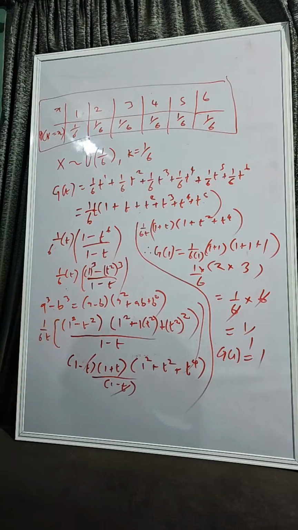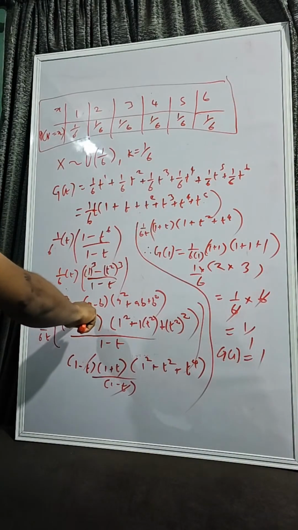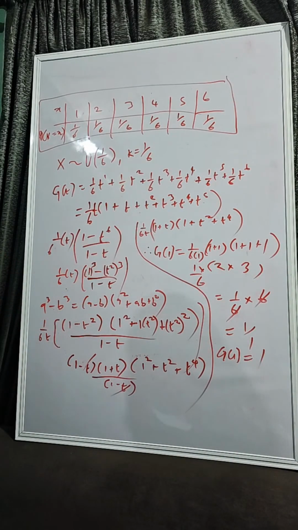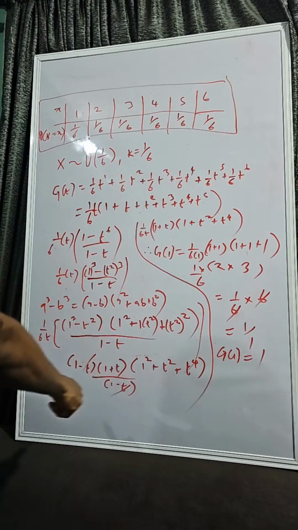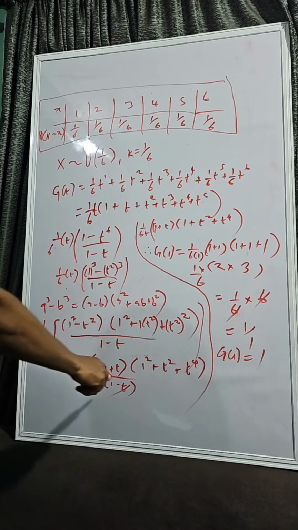Hope you haven't forgotten. This square was not here. If you put 1 here, there's no square. But the reason why we put square is because 1 square is the same thing as 1. Why did we put square there? Because 1 square minus t square is the same thing as 1 minus t times 1 plus t. So 1 minus t will cancel 1 minus t.